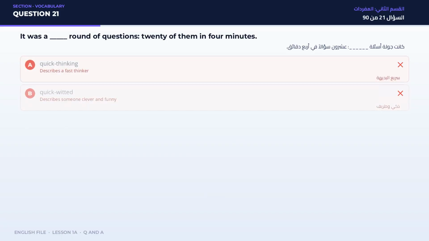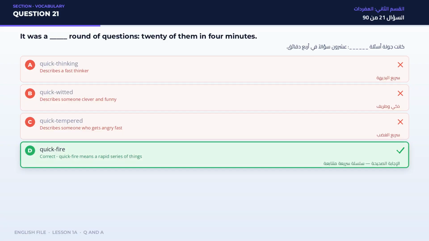D, quickfire. Quickfire means a rapid series of things. Not A, describes a fast thinker. B, describes someone clever and funny. C, describes someone who gets angry fast.